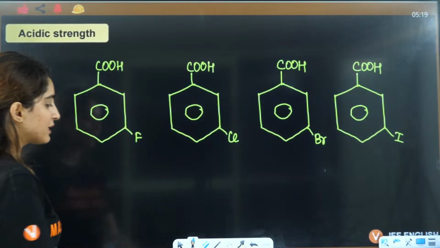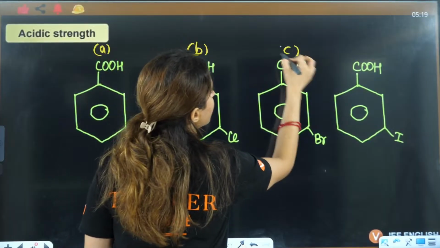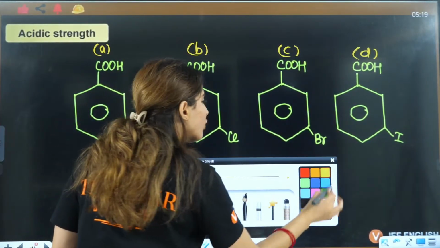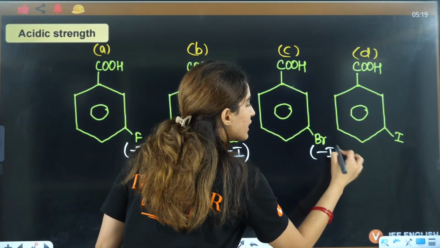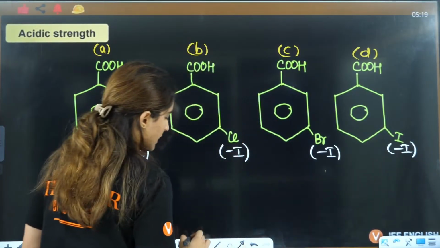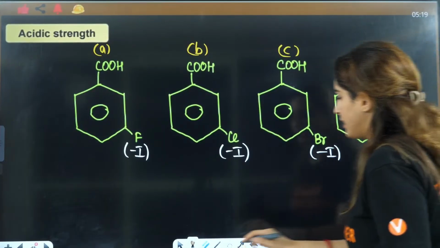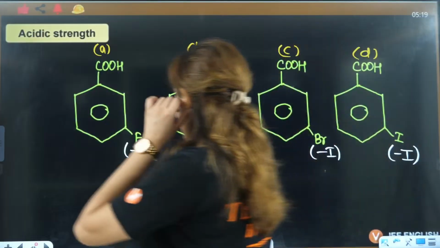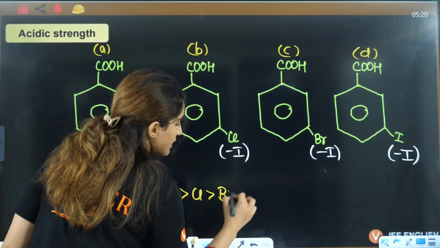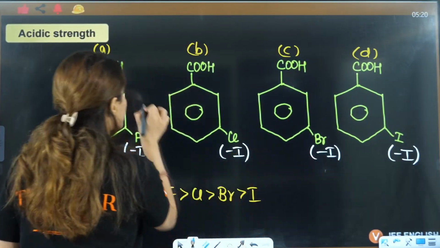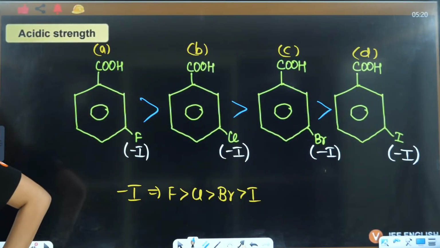But if you have it on the meta position, then things will be different. This is A, this is B, this is C, and this is D. Now on the meta position, you have only minus I, because on the meta position, the mesomeric effect is not obeyed, right? So this will be minus I. Now, for the minus I effect, because of electronegativity, fluorine has more, then chlorine, then bromine, then iodine. That means this is going to stabilize it the most. So the answer will be ABCD is the correct answer here.